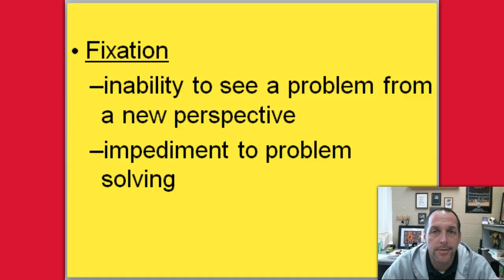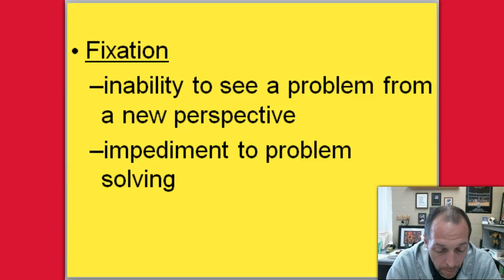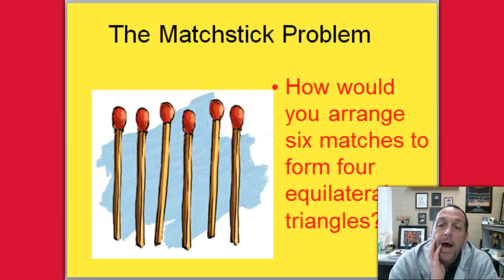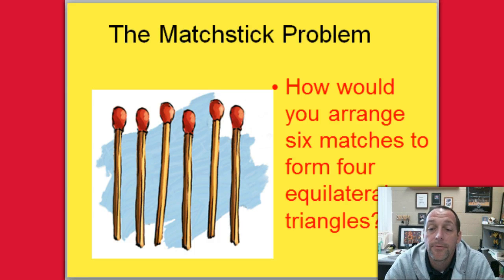I don't know if the word is look outside the box, or see the forest for the trees. But you're so focused on seeing something a certain way, you're unable to solve a problem. And what was the example here? Here's the example, a matchstick problem. How would you arrange 6 matches to form 4 equilateral triangles?